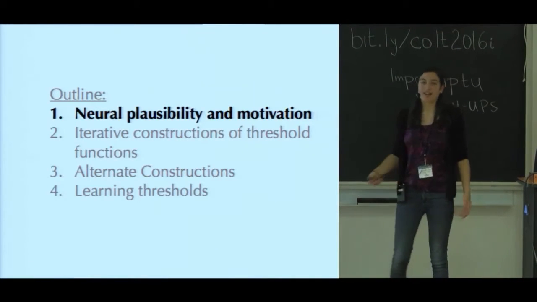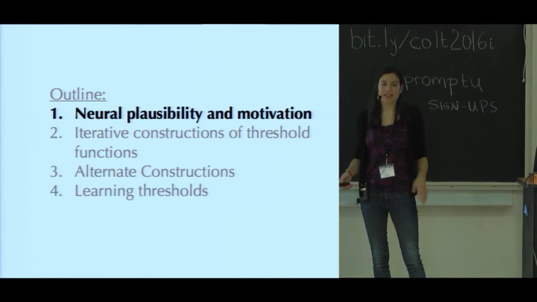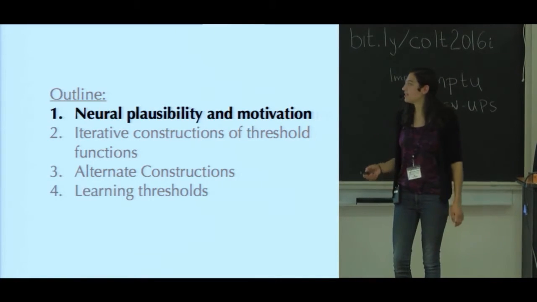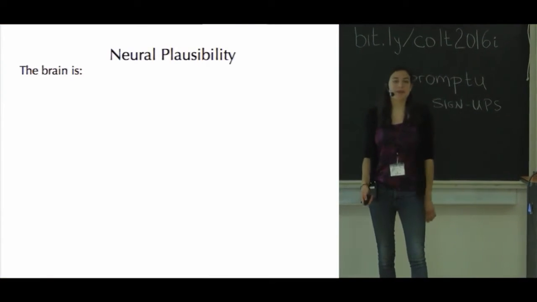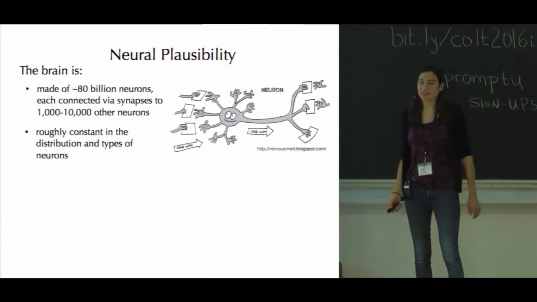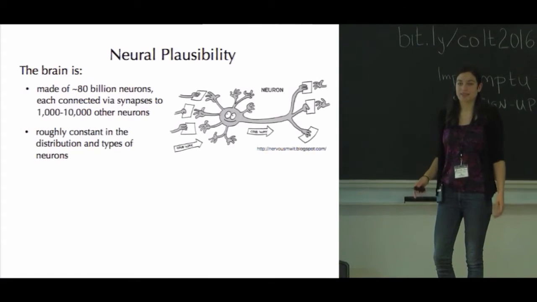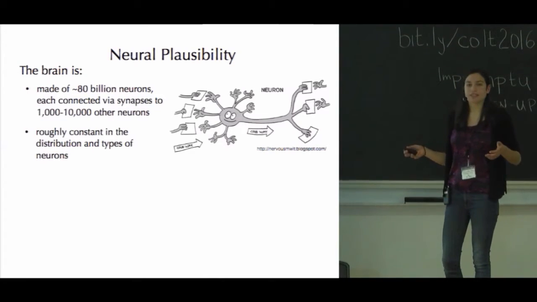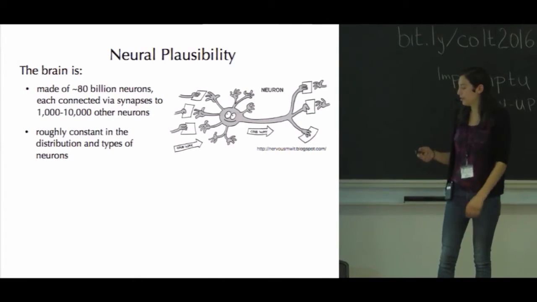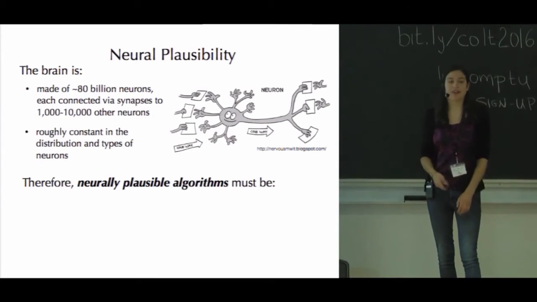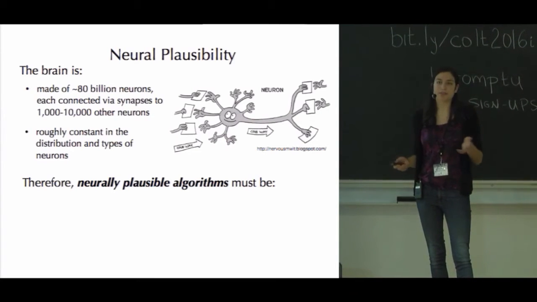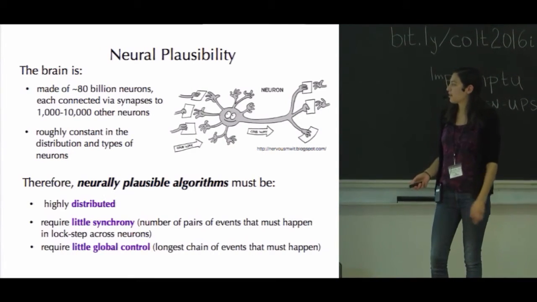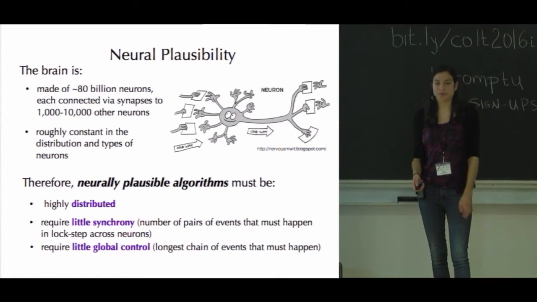To start, I'll give a basic definition of neural plausibility and describe our motivation in a little bit more detail. The brain is made of approximately 80 billion neurons, each of which is connected via synapses to between 1,000 and 10,000 other neurons. And the brain is roughly constant in the distribution and types of neurons. Therefore, if an algorithm is neurally plausible, it must be highly distributed, require little synchrony, and little global control.